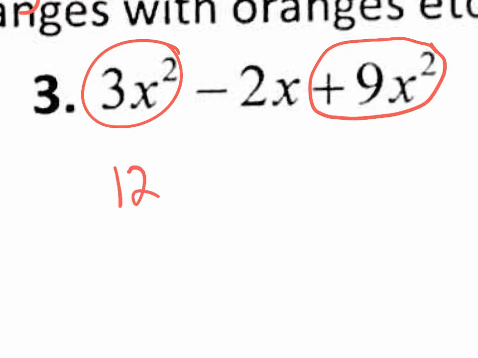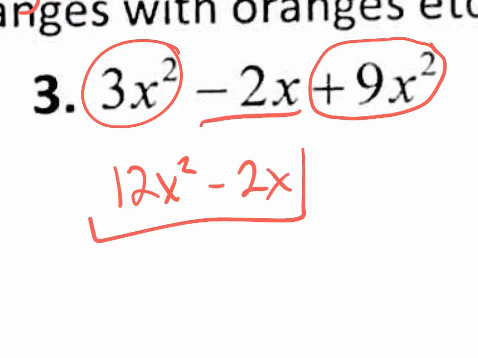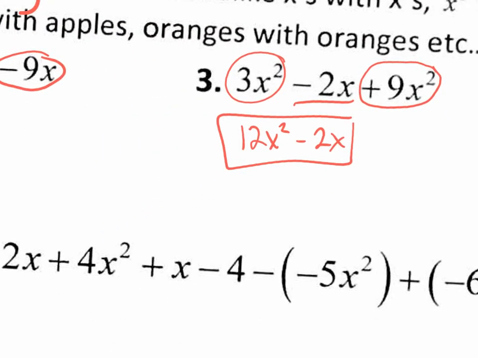Now, 12 of what? Of those x squares. Notice exponents do not change when we're adding or subtracting. They only change when we multiply because exponents are really multiplication problems. What do we do with this minus 2x? Just bring it down. We're done. Combining like terms is not bad.